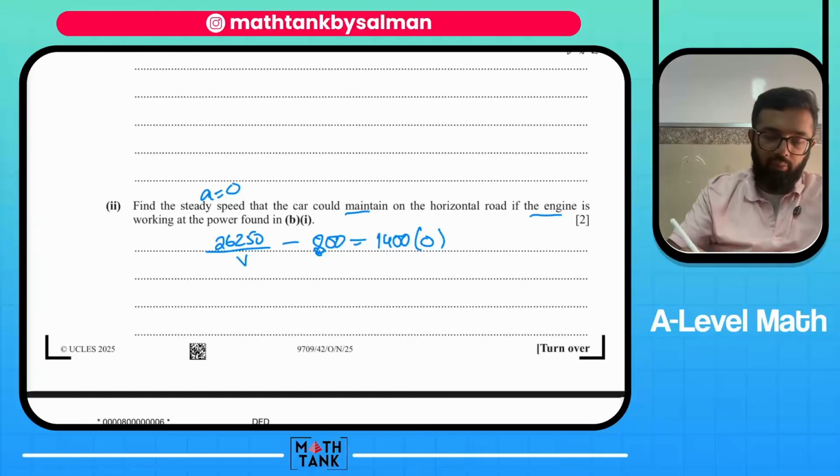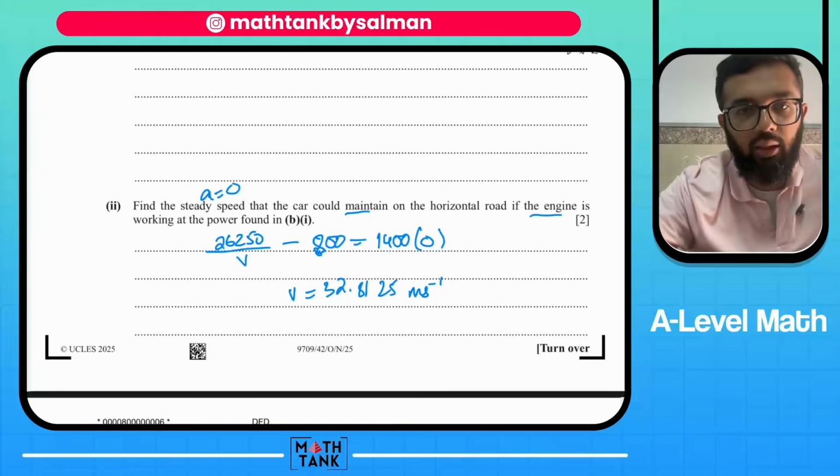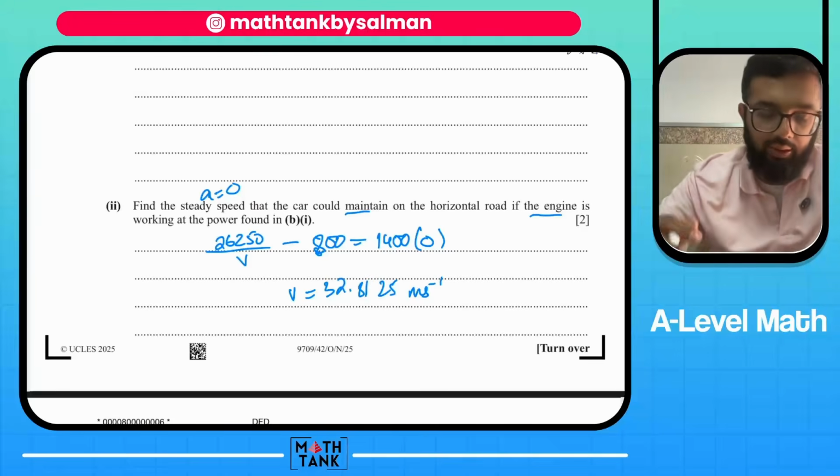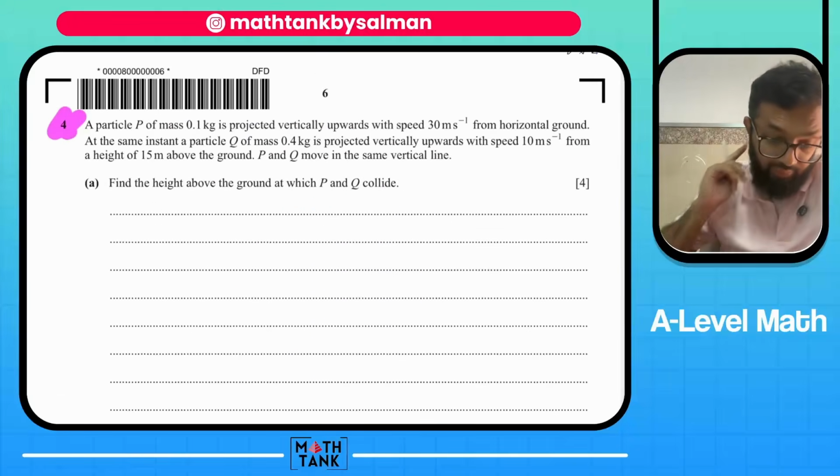So what am I getting? V is 32.8125 meters per second. Okay, let's check again. That is the correct answer. Yes, that is indeed the correct answer. It's exact, so I'm going to leave it like that.